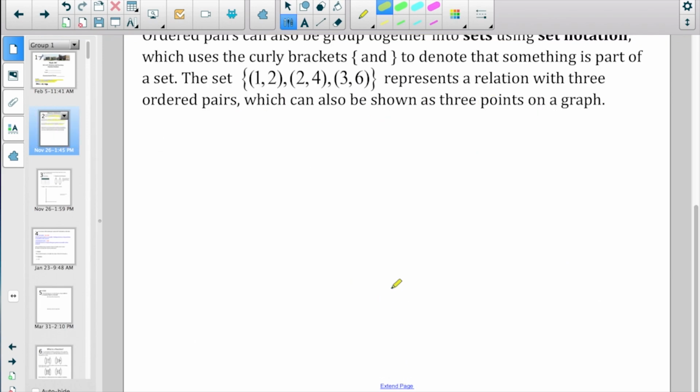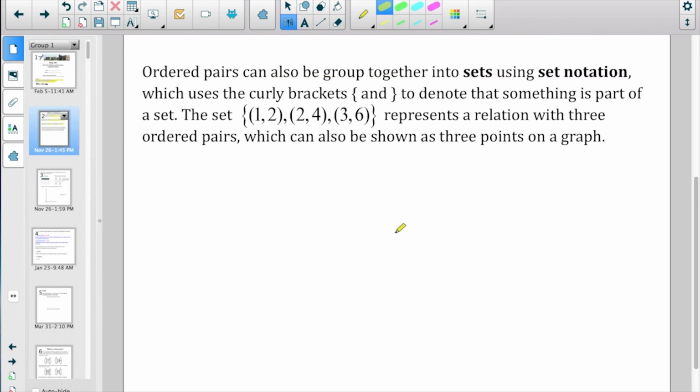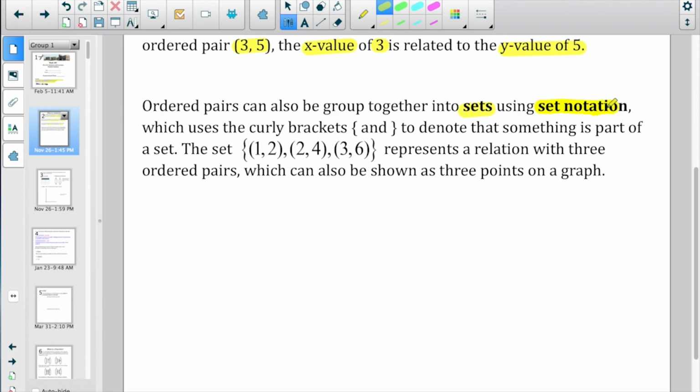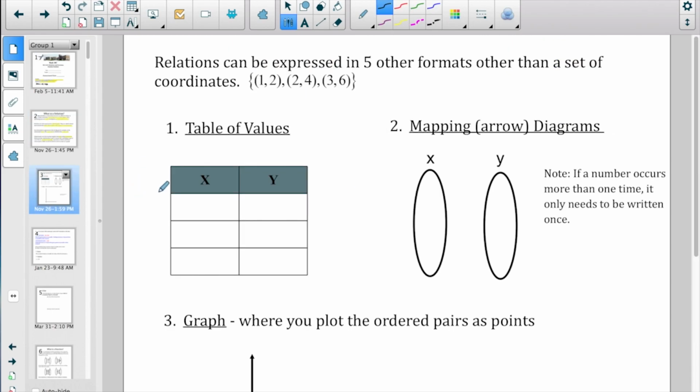We can group these ordered pairs into something called sets using set notation. We use curly brackets or curly braces to show that something is part of a set. So this set, with the ordered pairs (1, 2), (2, 4), and (3, 6), represents a relation with 3 ordered pairs, and we can also show these 3 points on a graph. We can also express relations in other types of formats.